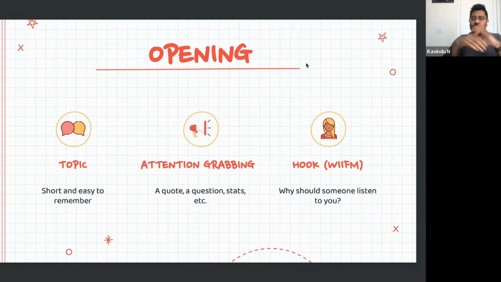And lastly, and the most important part, is the hook. Whenever we were in university or in classes, when we sat through lengthy presentations or speeches, we always wondered, what's in it for me? Whenever you are doing a presentation, this is a question a speaker should ask themselves before presenting. Why should the audience listen to you?